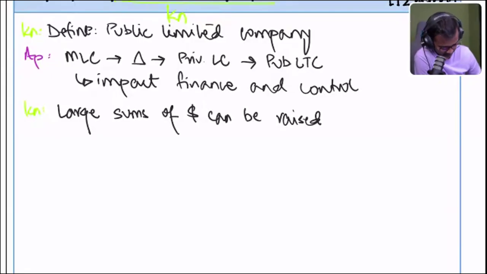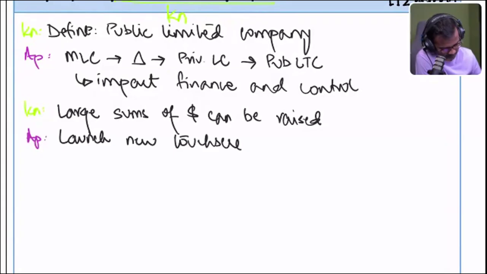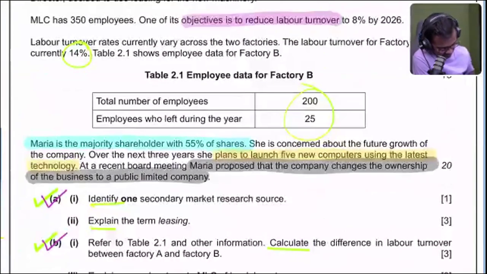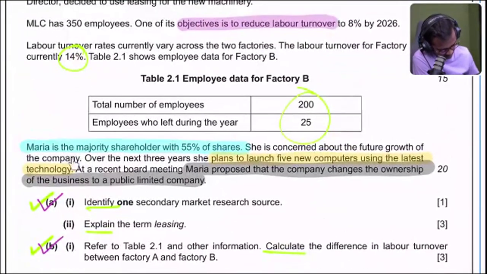So what I would do here, large sums of money, I bring in my application and I tell them that look, they're looking to launch new touchscreen computers. And this is mentioned in the case study, right? So I'm just taking from there. And for that, they've already mentioned that they will need new machinery. Let me just show you where this was being mentioned. Here. Yeah, over the next 3 years, she plans to launch 5 new computers using the latest technology.